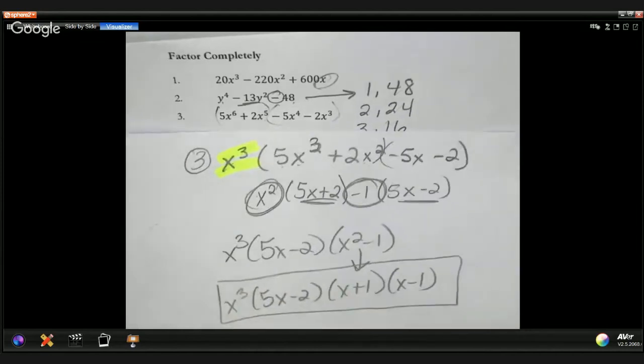So when you're factoring polynomials, the first thing you want to do is look for the GCF. Once you find the GCF, if it's a trinomial, you want to factor what times what gives you the last number, adds or subtracts to give you the middle number. And if it's a four term, you're going to split it up into two groups.